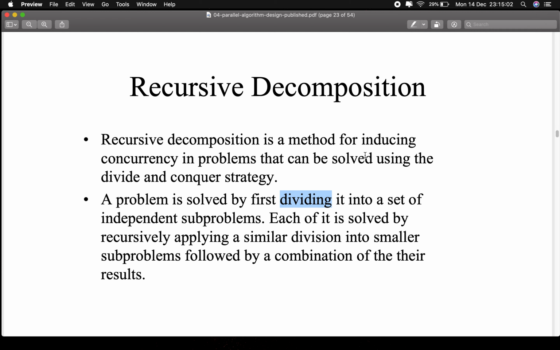Okay, so I continue. Under recursive decomposition, the keyword is on the example, which is when you have a problem, it is solved by first dividing it into a set of independent sub-problems. Each of them is solved by recursing, applying a similar division into smaller sub-problems, and so on. Then you follow with the combination of their results.